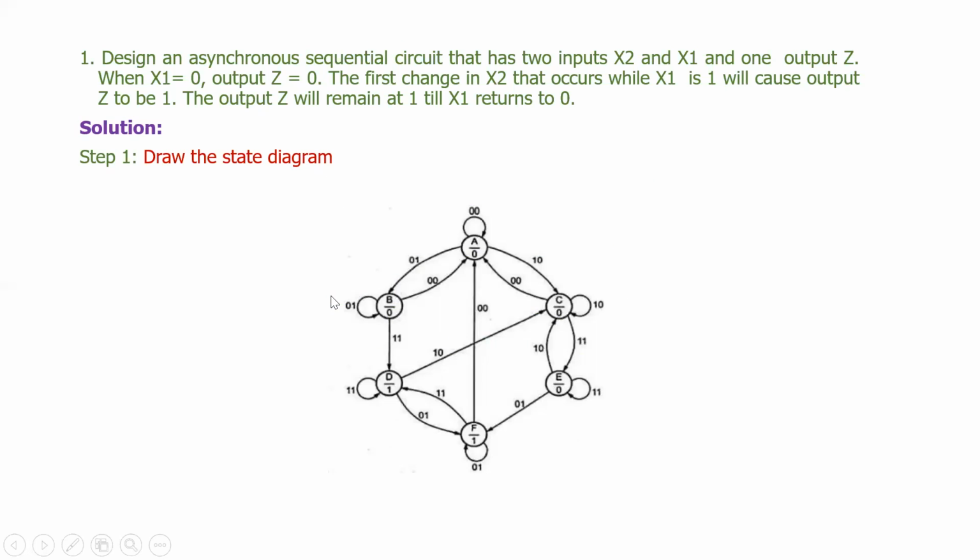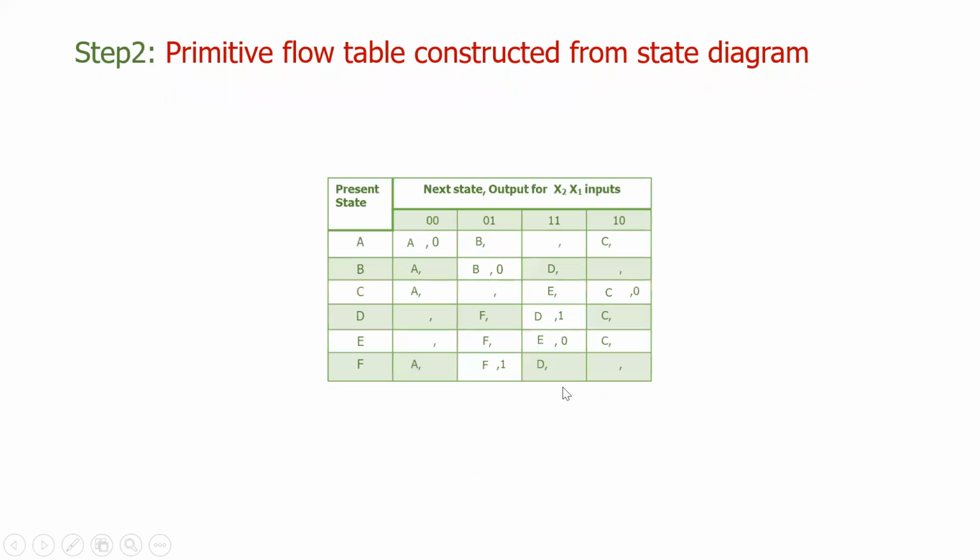So now let us consider the C state. When you are giving 0, 0, it goes to A state. 0, 1, not possible. 1, 0, it goes to C state. This is the stable state, so we have to write the output for the stable state. Then when you are giving 1, 1, it goes to E state. So this is unstable, so we have to write as look back.